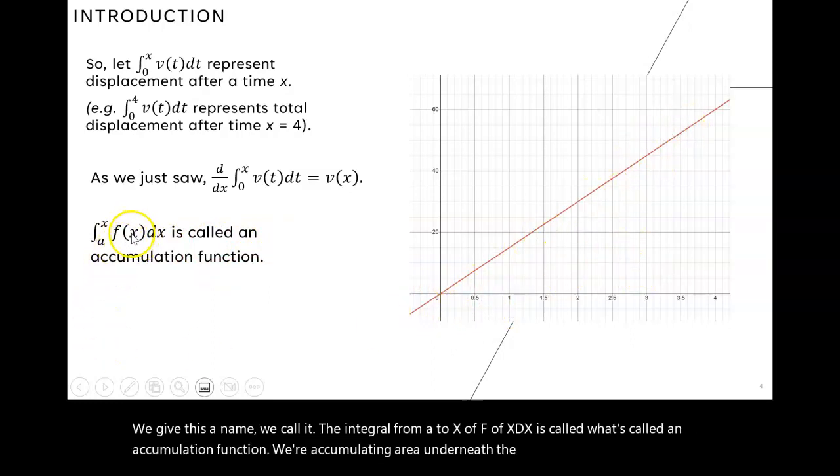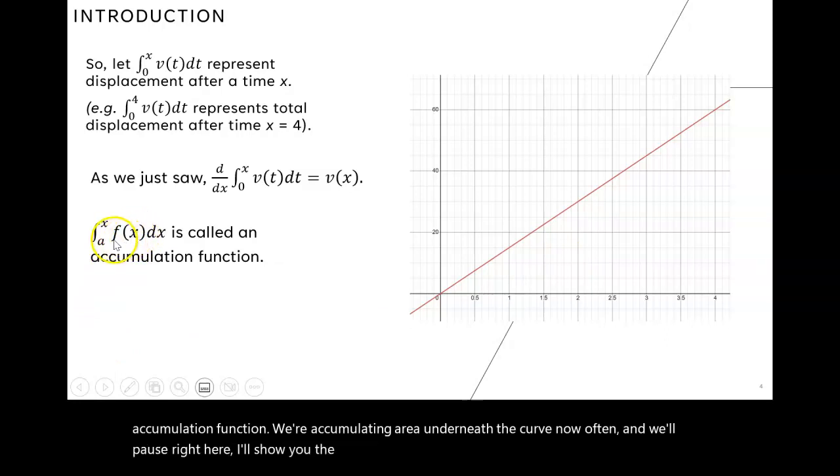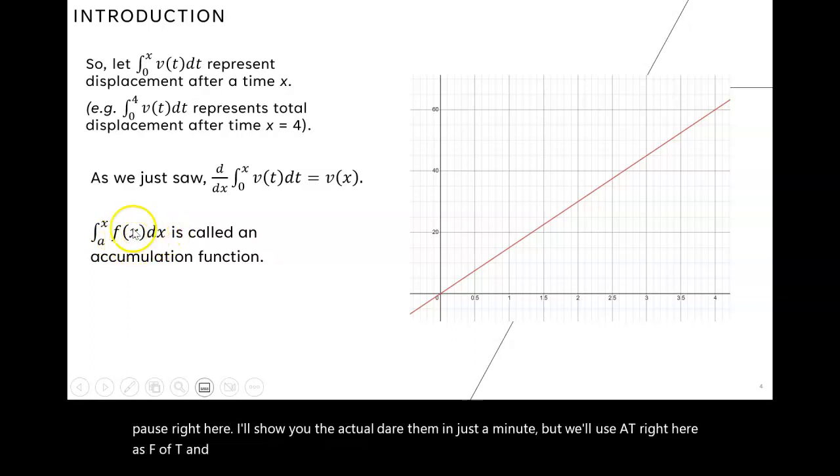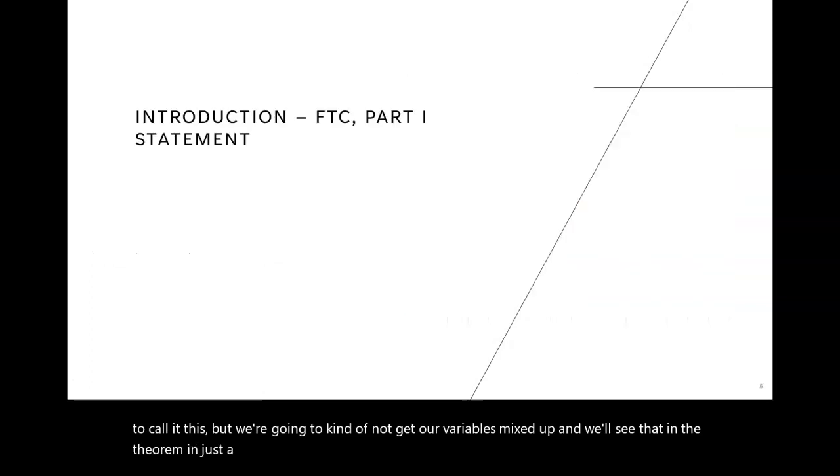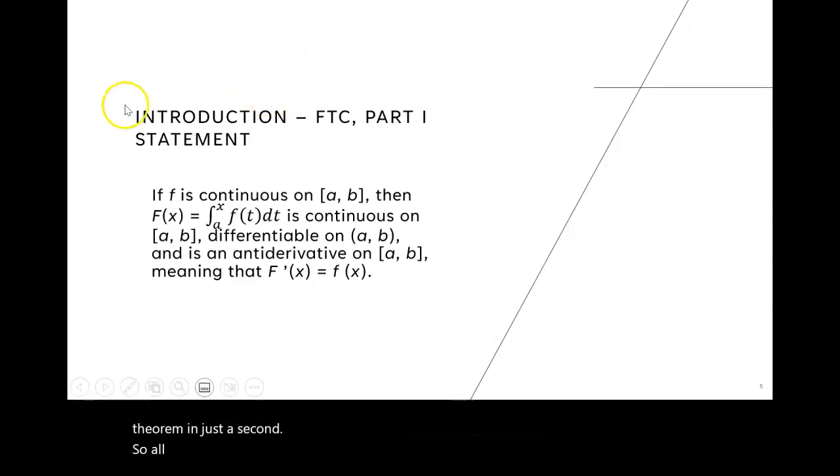Now, often, and we'll pause right here, I'll show you the actual theorem in just a minute. But we use a t right here as f of t and dt, and that's going to be what's called a dummy variable. It's not wrong to call it this. But we're going to not get our variables mixed up, and we'll see that in the theorem in just a second. So all this leads to a nice little theorem, which we're going to call FTC Part 1.